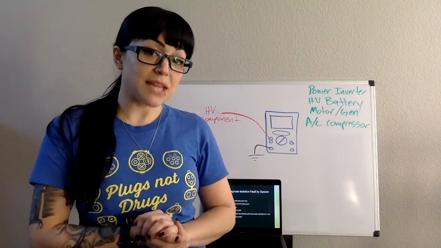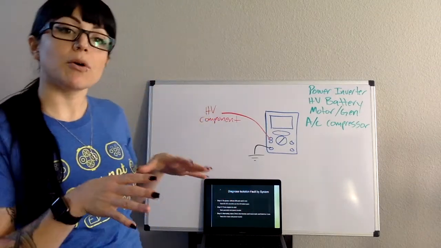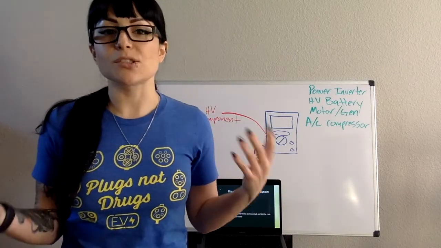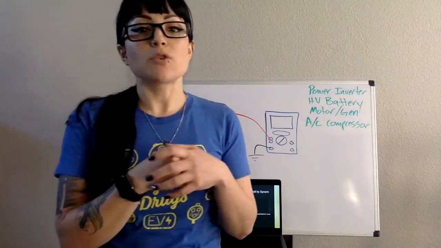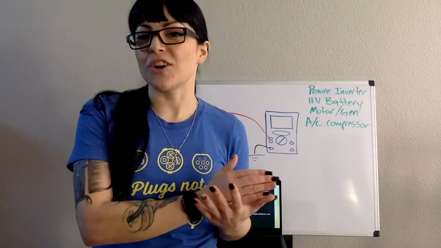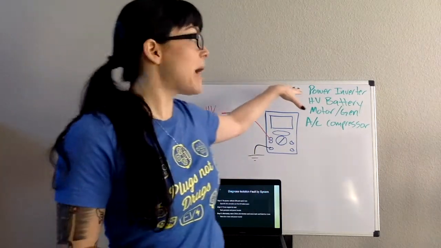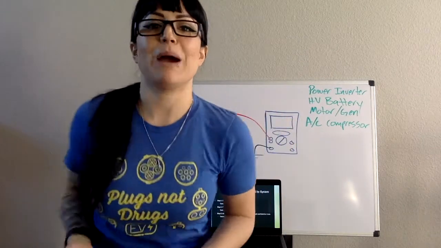It doesn't work in the same way because it doesn't need to, but your DC to DC converter is generally going to step down high voltage to help power all of your low voltage electronics inside the vehicle, right? Anything that's 12 volts is going to be powered by your DC-DC converter, aka alternator, right? And it's getting its power from the power inverter. So what the heck is a power inverter?